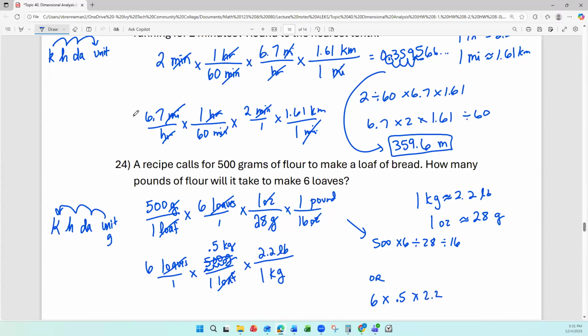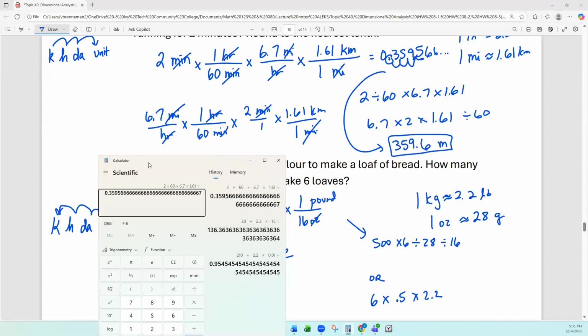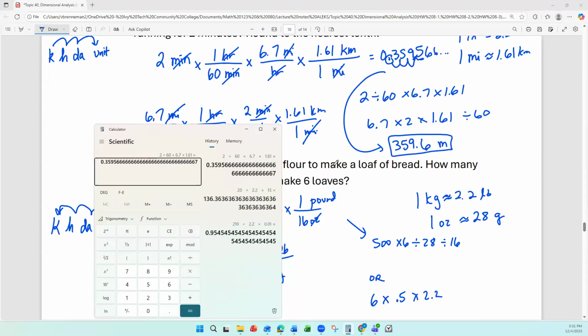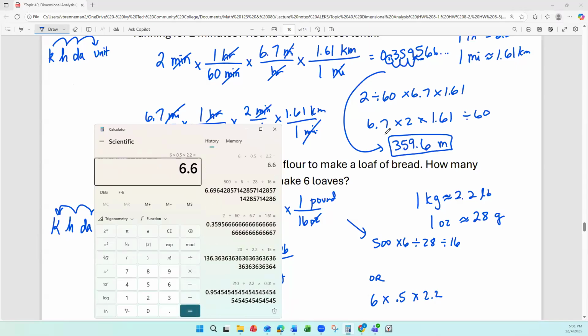So that gives me, I can take 500 times 6 divided by 28 divided by 16, or 6 times 0.5 times 2.2. The 2.2 and the 28 are rounded differently. They're both 2 significant digits, so they both should give about the same level of accuracy on the result. So I should expect at least the first 2 digits to match on these. So 500 times 6 divided by 28 divided by 16, or 6 times 0.5 times 2.2. We get 6.6 or 6.69.